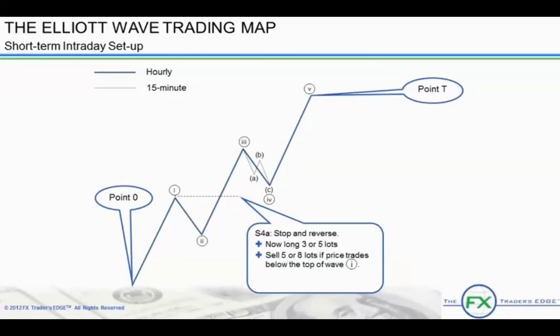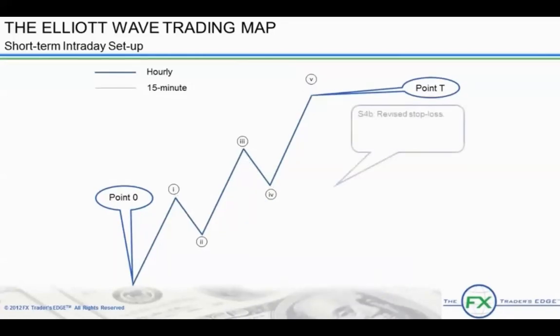Since we are long either 3 or 5 lots, a stop and reverse by selling 5 or 8 lots would make us net short 2 or 3 lots. Once the stop and reverse is triggered, the price action will likely go much lower and we will be able to begin this exercise again, but we will already be short. At point S4B, we raise our stop loss.